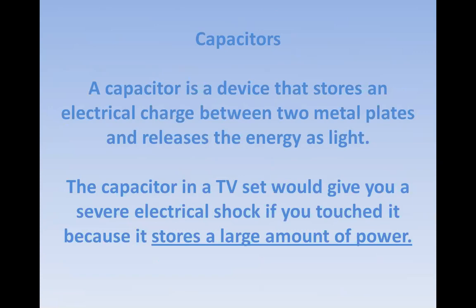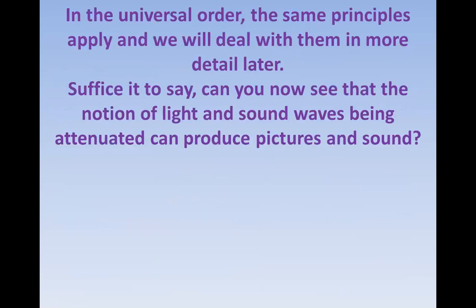And it will become very interesting later on when we see how our soul body is very much like a TV set, that we can pick up signals of light and sound from the universe. But a TV is only receiving information and projecting it onto a screen. What we do is receive information, project that onto the screen, but we also transmit that information. So we are all transmitting and receiving information all the time. In the universal order, the same principles apply, and we will deal with them in more detail later.